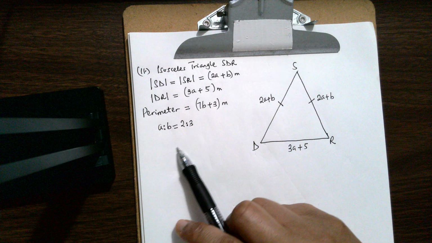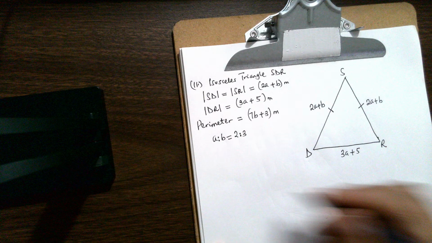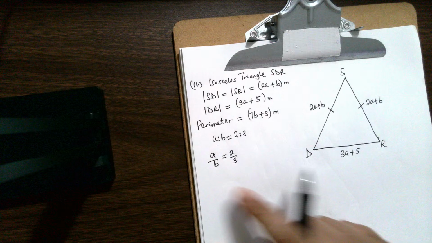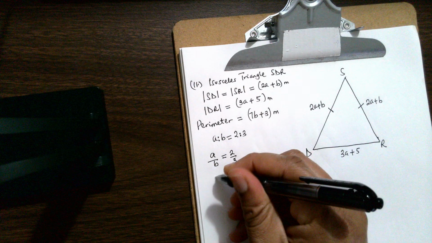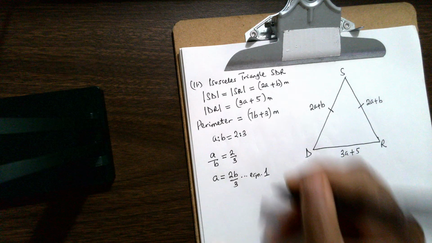And they give us the ratio. A is to B is equal to 2 is to 3. So this means that A over B is equal to 2 over 3. So we can say that we multiply both sides by B. So A is equal to 2B over 3. Now let's call this equation 1.